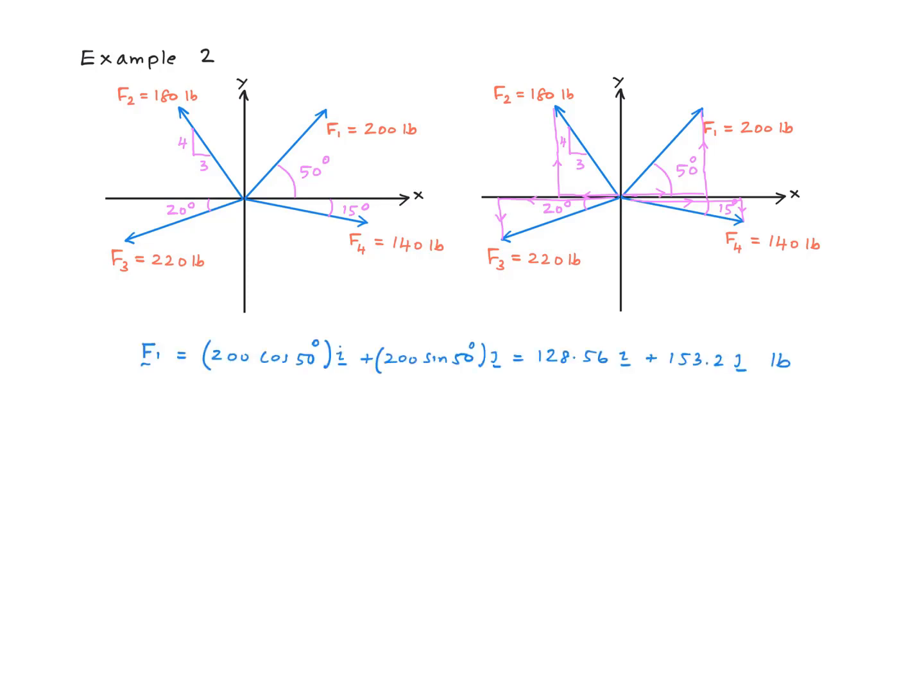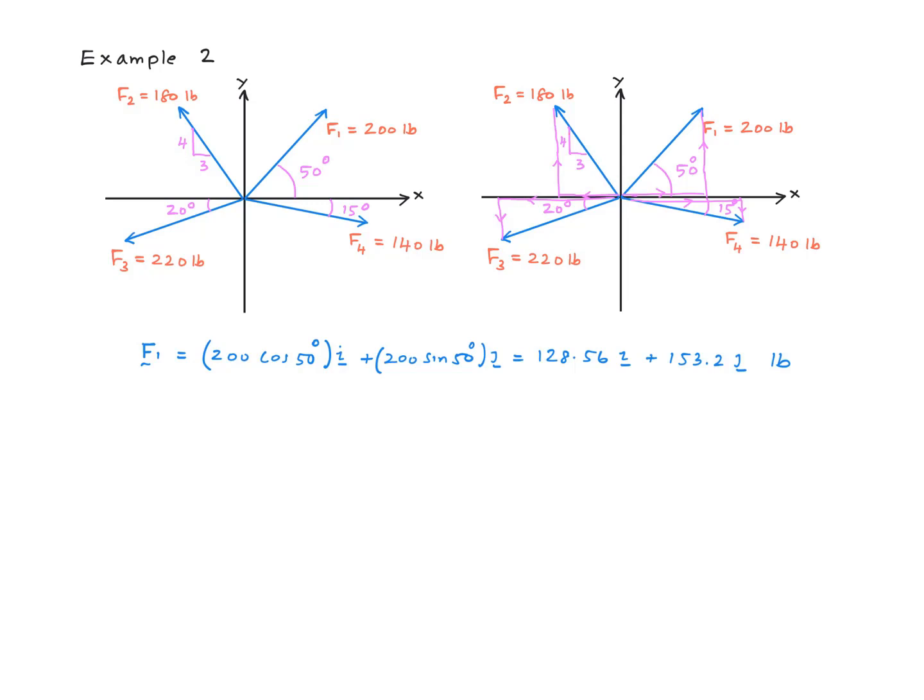Here is the component form of F1. The horizontal component is simply F1 cosine 50, and the vertical component is F1 sine 50. On the horizontal line, the arrow is pointing in the positive x direction. On the vertical line, the arrow is pointing in the positive y direction. Therefore, we have a positive sign in front of each of the two components.